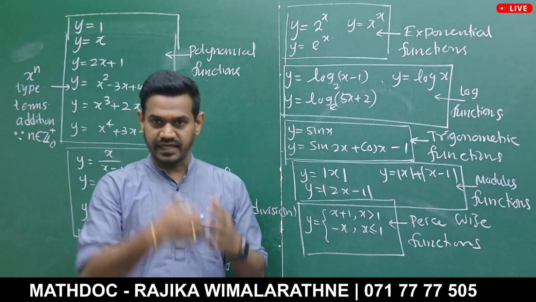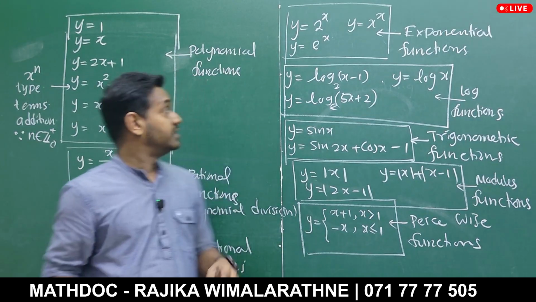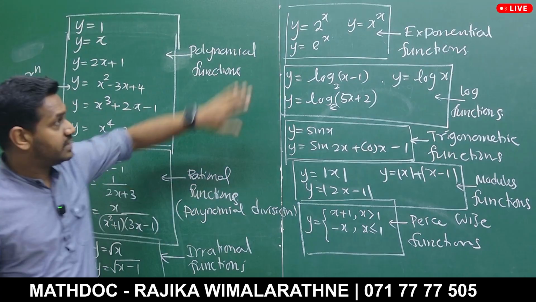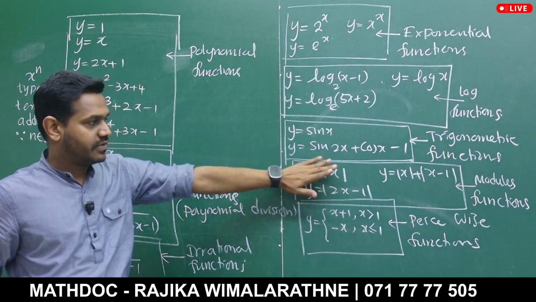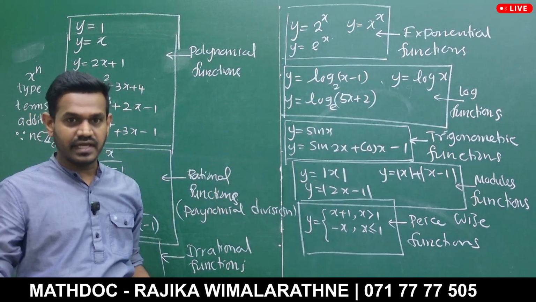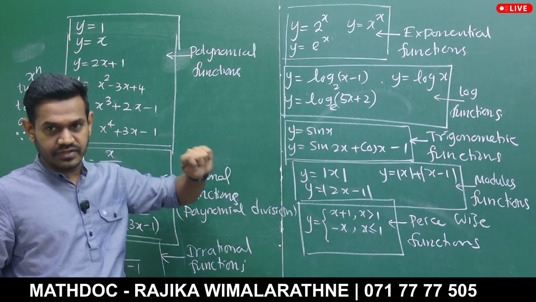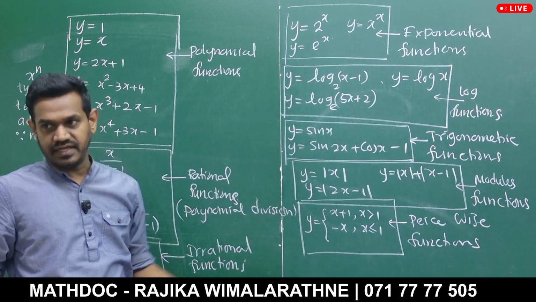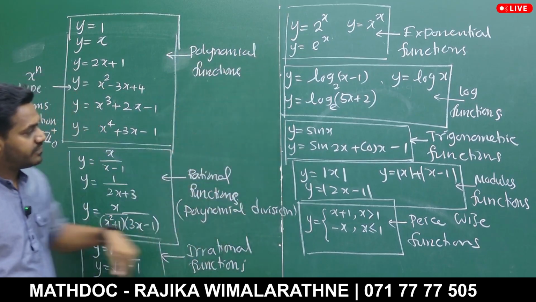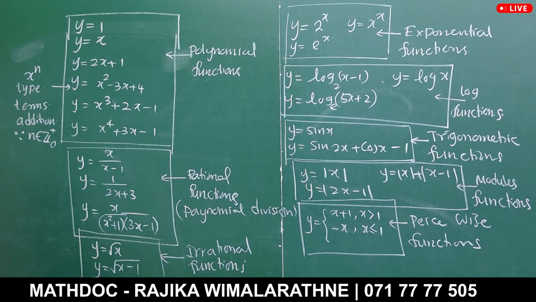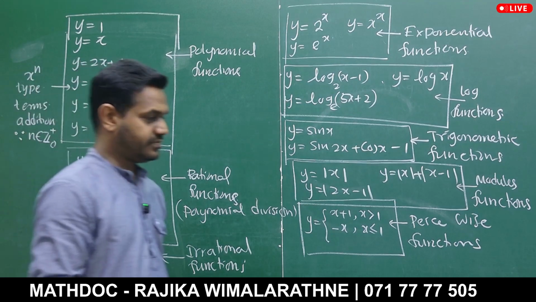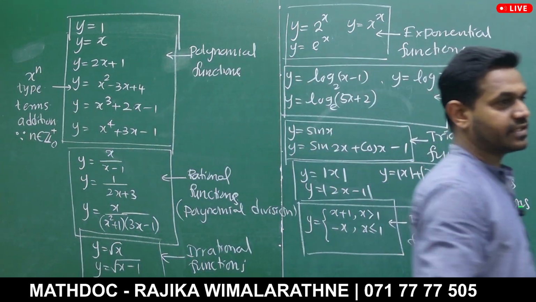According to the relation, we can classify them: polynomial, rational, irrational, exponential, logarithmic, trigonometric, modulus, piecewise functions and so on. There can be many other functions. Generally you need to analyze these types under our A-levels. Just write them down. This is about classification. Just get an idea, that's enough. No need to worry because we discuss everything again and again.